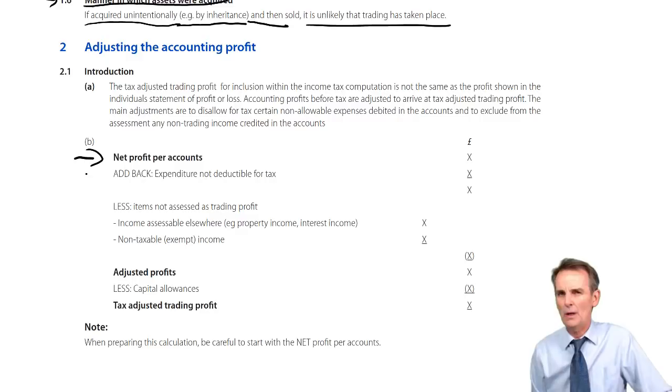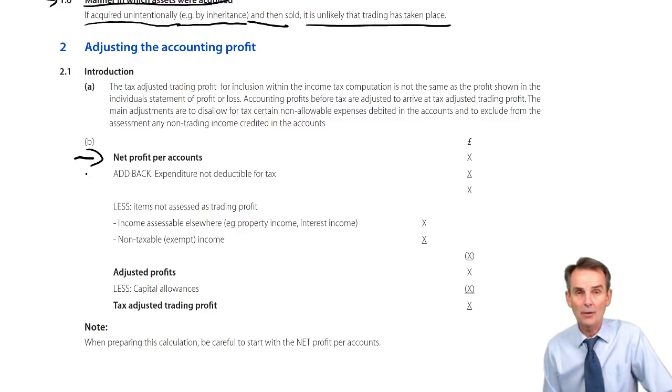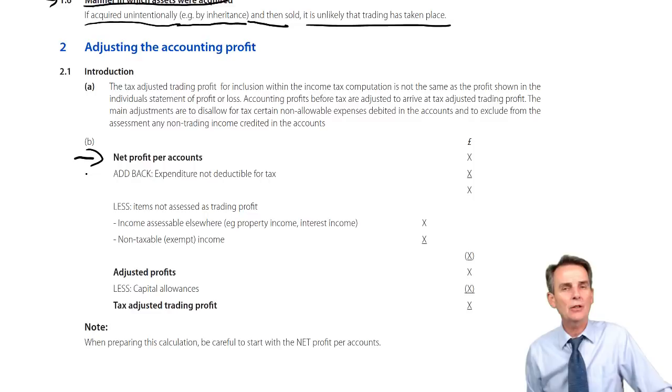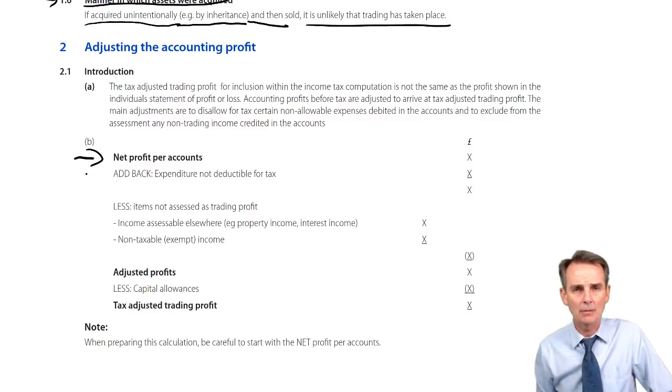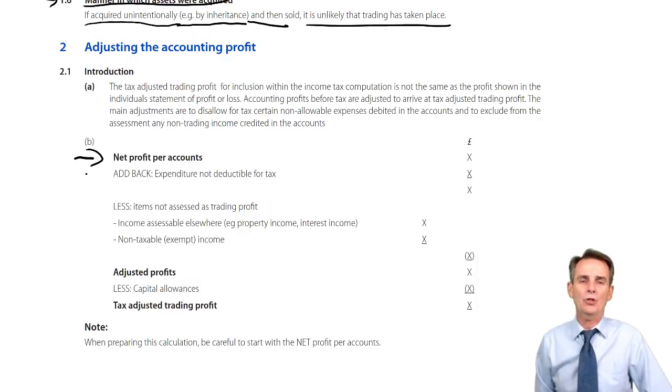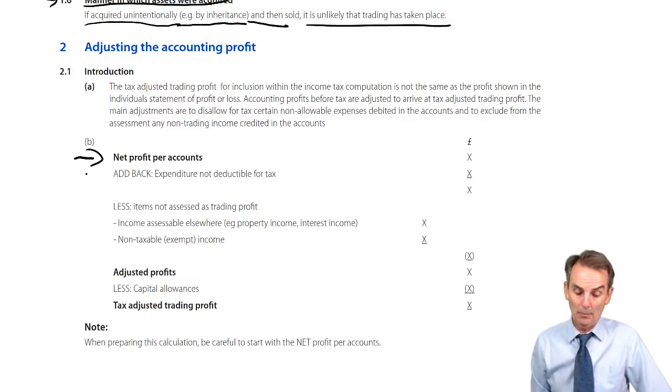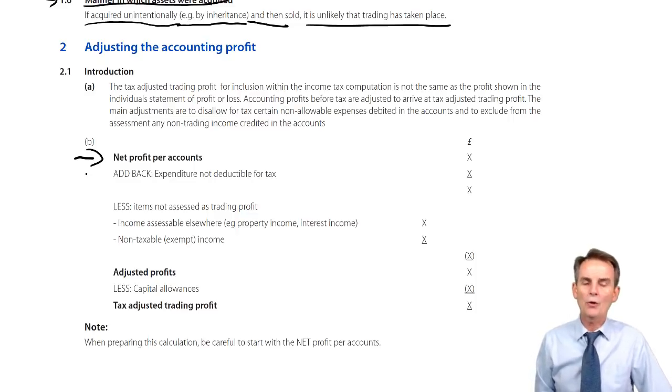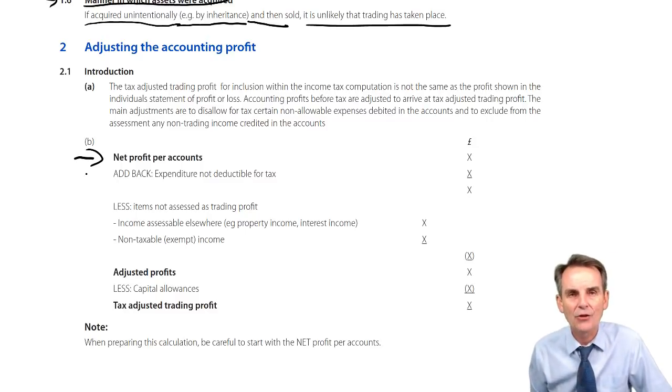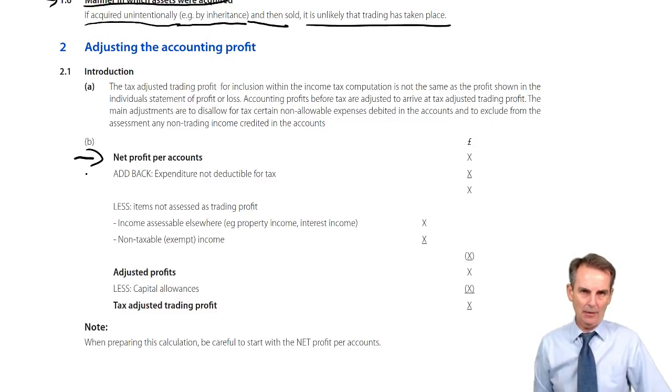Now, there may be one or two examples of that, but by far the main area of adjustment is looking at the expense items and determining whether or not all of those expense items debited in your accounts are acceptable for taxation purposes. And we will inevitably find, applying the rules that we now need to learn, that several of those expenses, sometimes in full but usually in part, will not be allowable. So what do we have to do? We have to add them back. We add back non-allowable expenses.